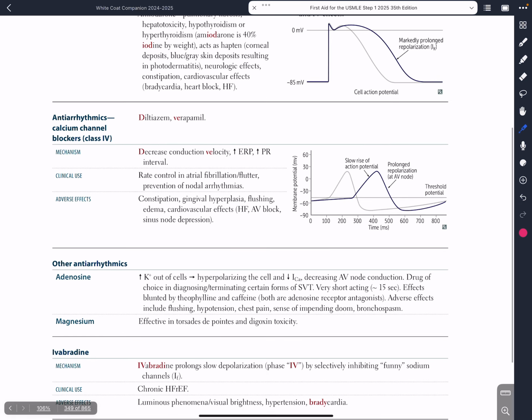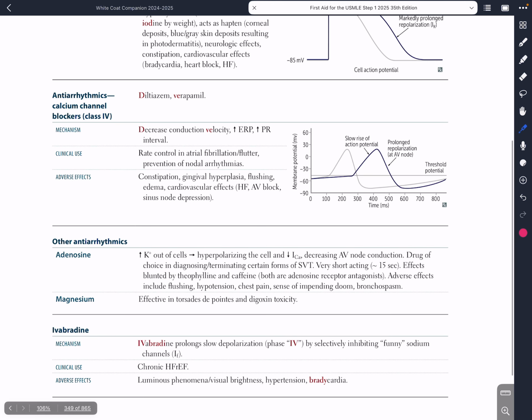Okay, the next antiarrhythmic class of drugs is class 4 antiarrhythmics. These are calcium channel blockers like diltiazem, verapamil. We read about them before, but because they are antiarrhythmics, we'll do it again. Mechanism: they decrease conduction velocity, increase ERP, increase PR interval. Clinical use of diltiazem and verapamil is that they help in rate control in atrial fibrillation, flutter, and they prevent nodal arrhythmias.